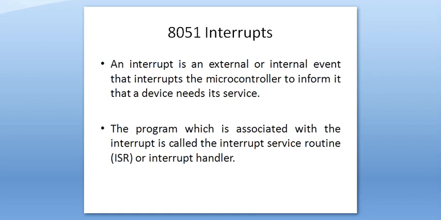So first, 8051 interrupts. So we know what we mean by an interrupt. An interrupt is an external event which is happening. As it is given here, an interrupt is an external or internal event that interrupts the microcontroller to inform it that the device needs a service. So usually what will happen is, there is an event which will occur. It may be external or it may be through the program, and it will inform the microcontroller that it wants some service and it has to be given.